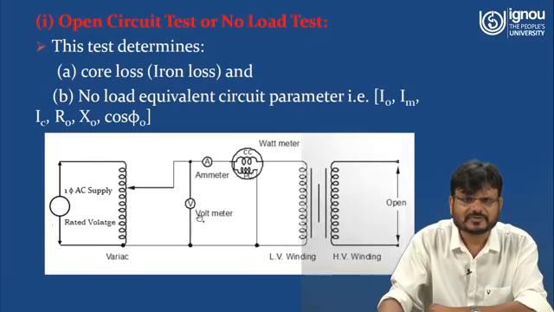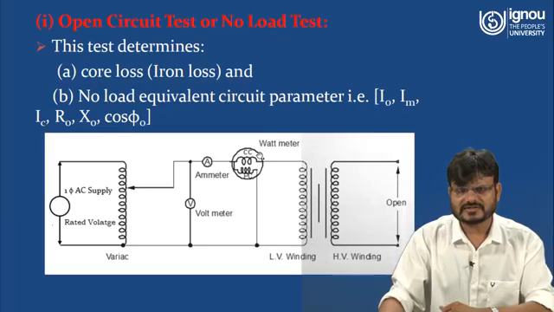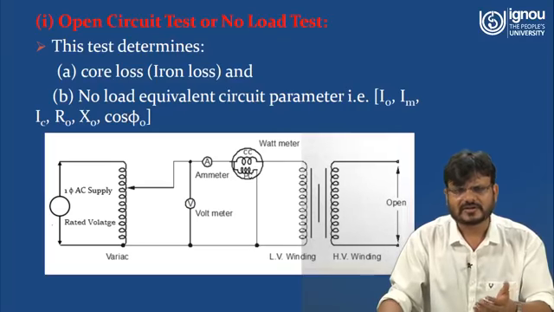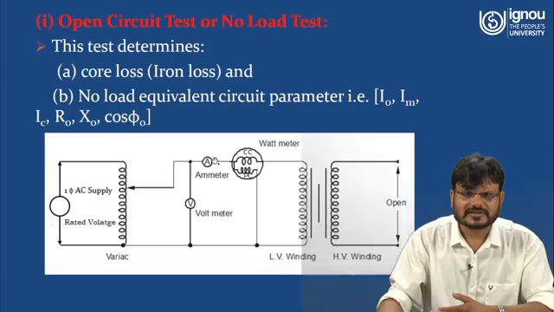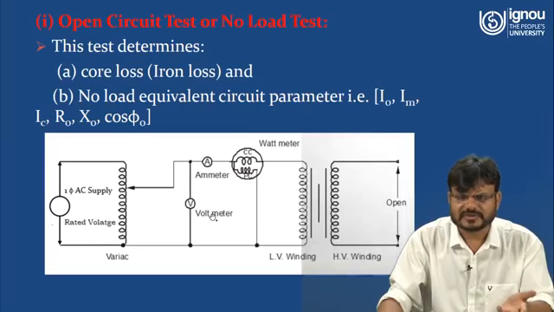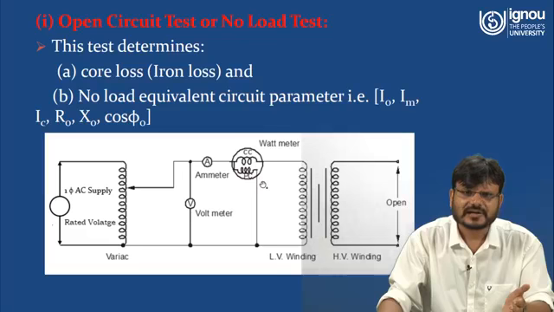Here you can see the readings that are recorded. This wattmeter gives the iron losses. You can denote it by Wi, or you can say Pi, and this ammeter gives the reading of I naught, that is the no load current, and this one gives the applied voltage. You can say V1 voltage, whatever voltage you are applying, that is the rated voltage. So this voltmeter will give you the reading of the rated voltage, the ammeter will give you the reading of the no load current, and the wattmeter will give you the reading of iron losses.